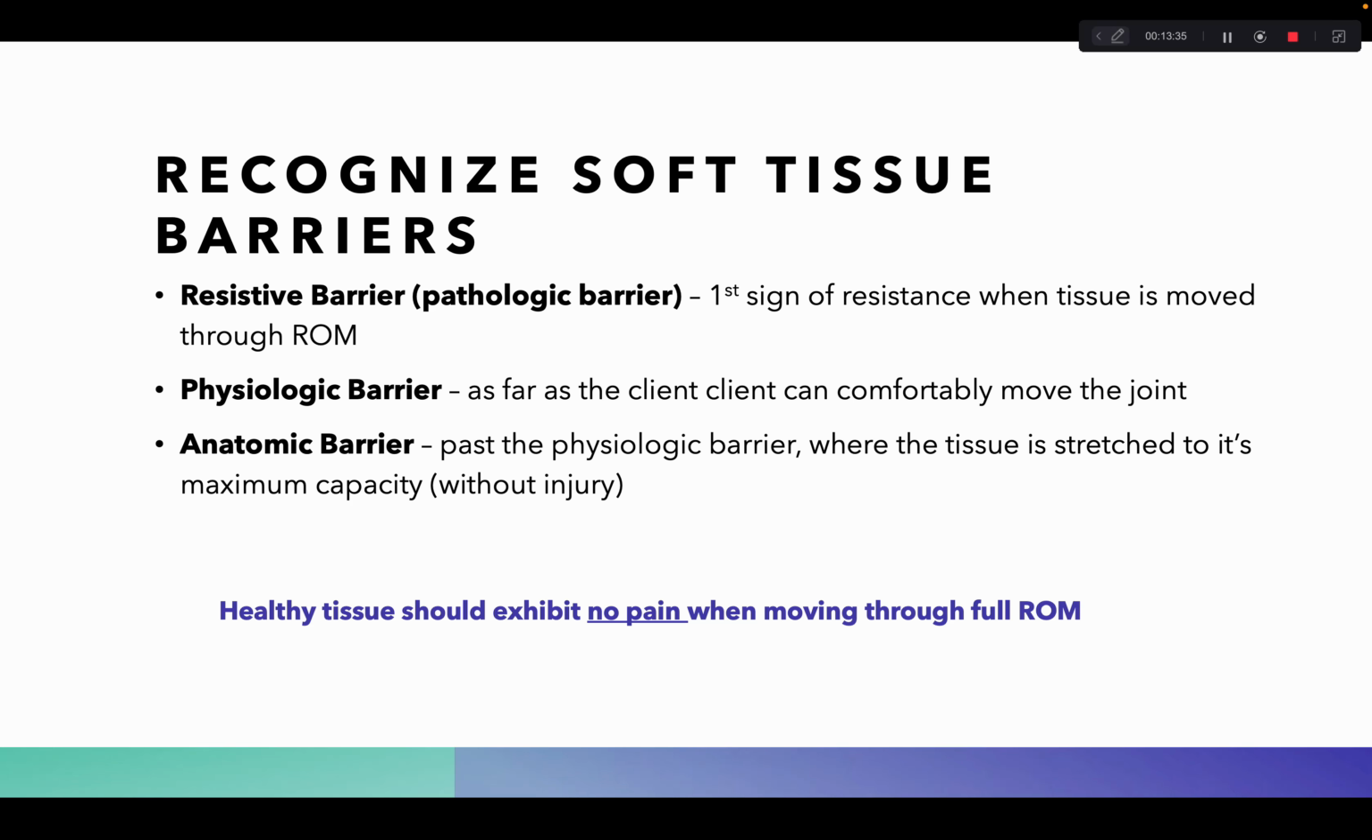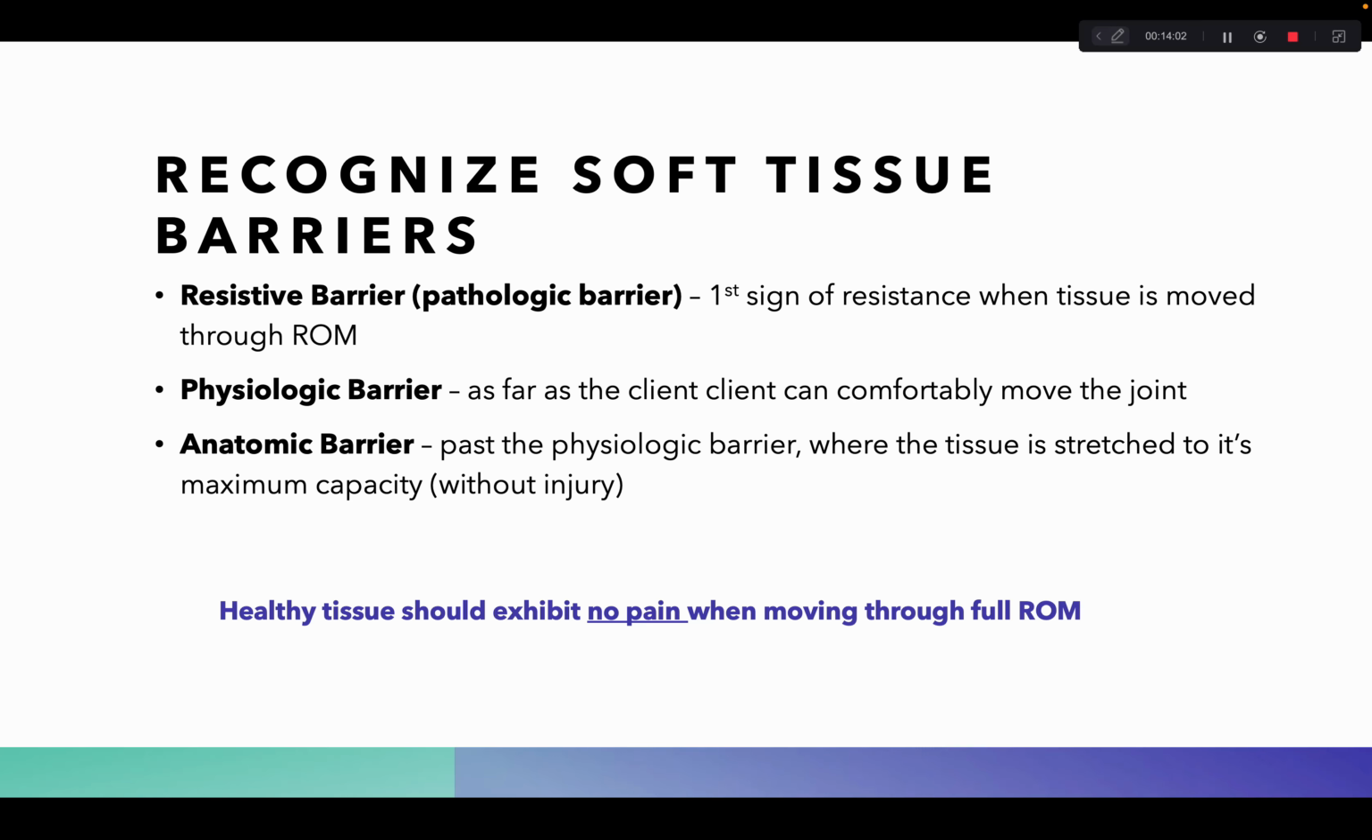So we want to recognize soft tissue barriers. So we have our resistive barrier, which they call the pathological barrier, our physiological barrier, and our anatomical barrier. So our resistive barrier or our pathological barrier is the first sign of resistance when tissue is moved through the range of motion. So that is your physical barrier in a way.